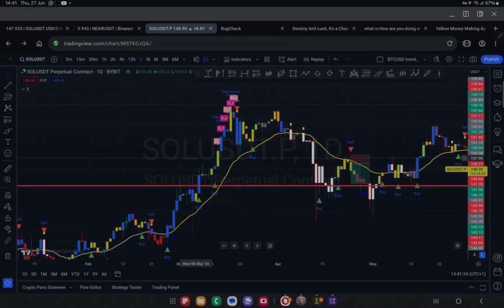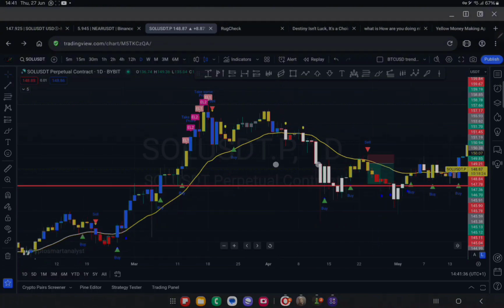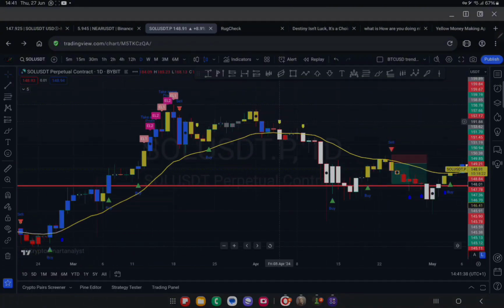Another thing you need to look out for is this yellow dot. So these yellow dots are also exits. Those yellow labels are also exits. They are short signals. Okay, then the blue ones are also entry signals. So if you're longing, you can also use this one as a take profit. I mostly use that as take profit or exit, or mostly a reversal position.